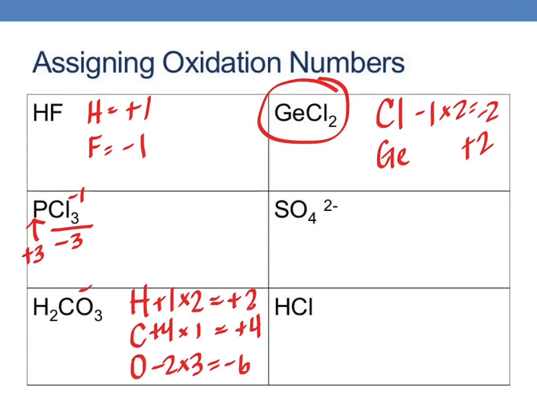So let's do this one and then we're going on. SO4 with a negative 2 charge. Oxygen has an oxidation number of -2 for a total of -8. Whatever sulfur is, when it adds to oxygen, it has to be a -2. So it's what?